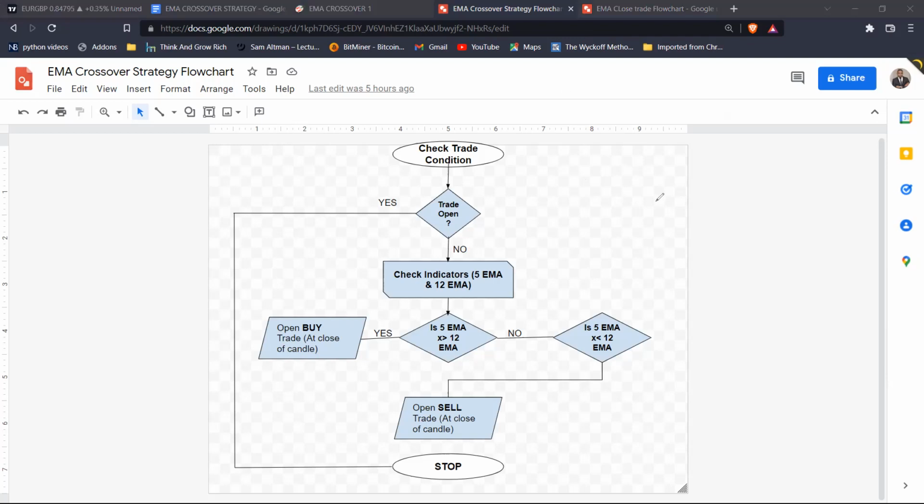So an EA or a robot is supposed to automatically make decisions on our behalf, based on parameters that we have given to it, right? Now, the first thing we want to do is check for trades. That's if they are open trades, right?